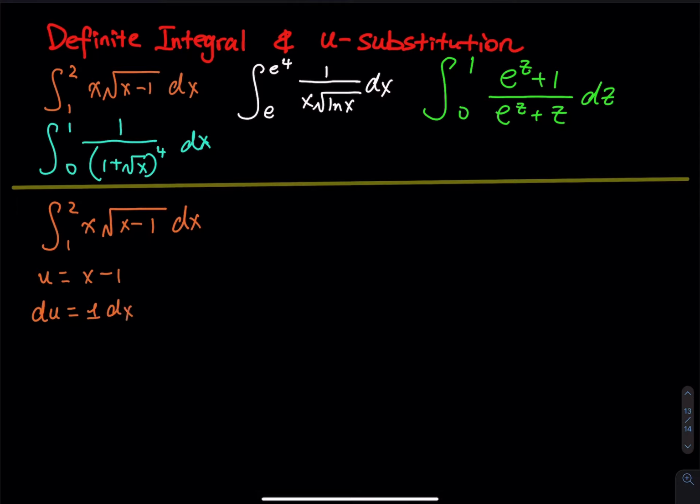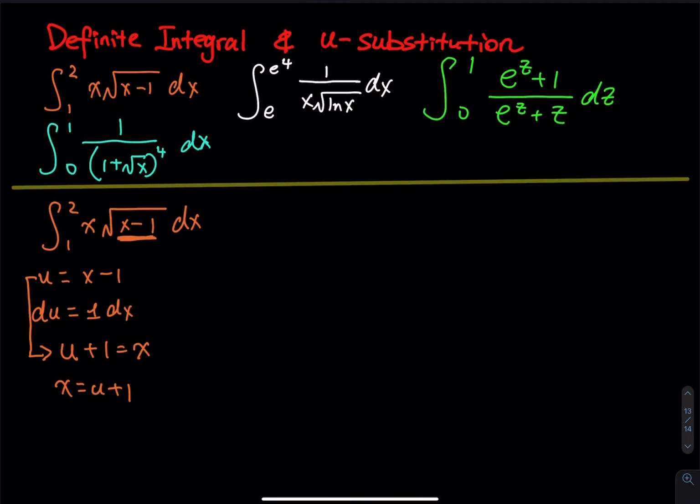That creates a problem here, because if you do this, this becomes a u, so there is no way to get rid of the x that is outside of the square root. Therefore we have to rewrite the u in terms of x. So u plus 1 equals x, which means x equals u plus 1. Let's keep that in there for now.